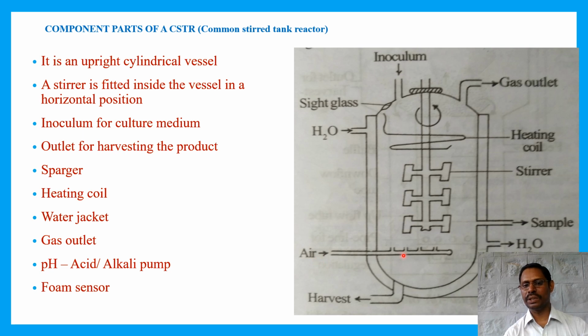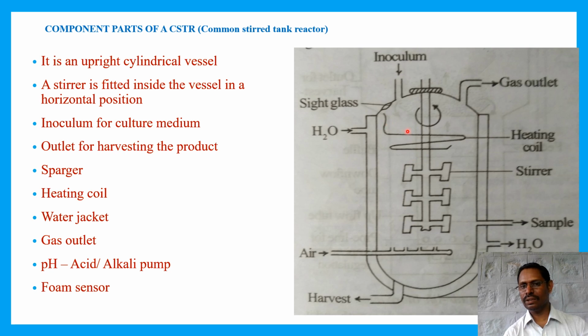Here the air is pumped into the fermenter and it is mixed by the stirrer. There are small narrow orifices called the sparger. A sparger is a small narrow orifice. Through the orifice the air gets into the medium and is mixed by the stirrer. The air inlet is placed beneath the stirrer.